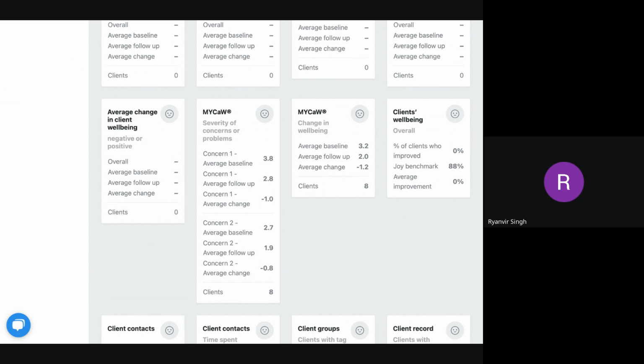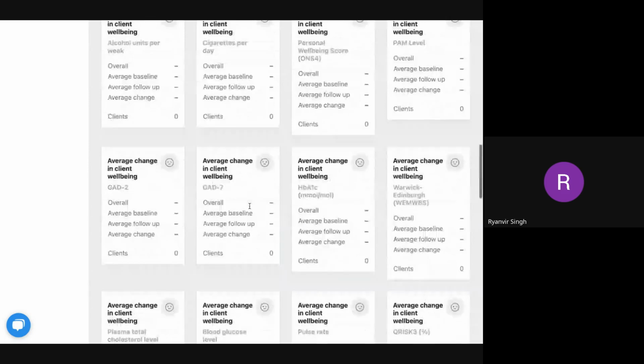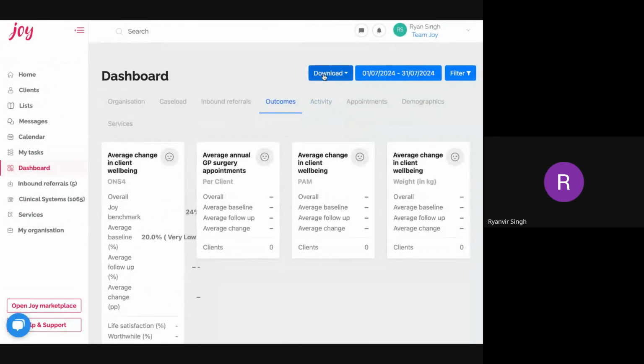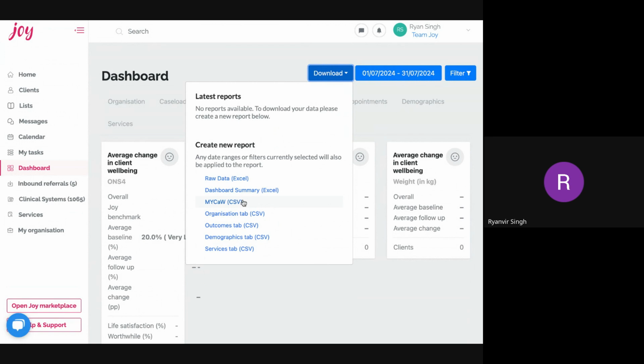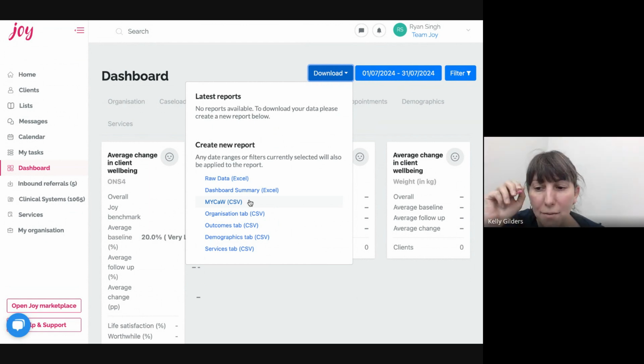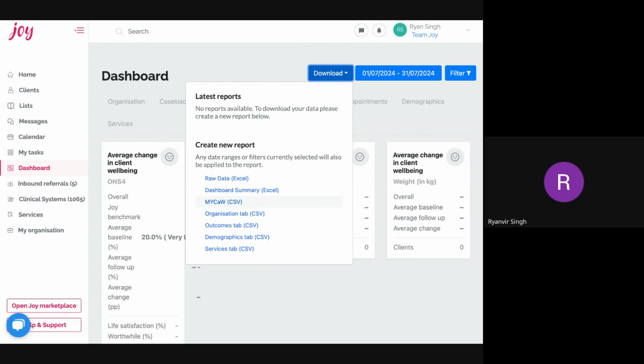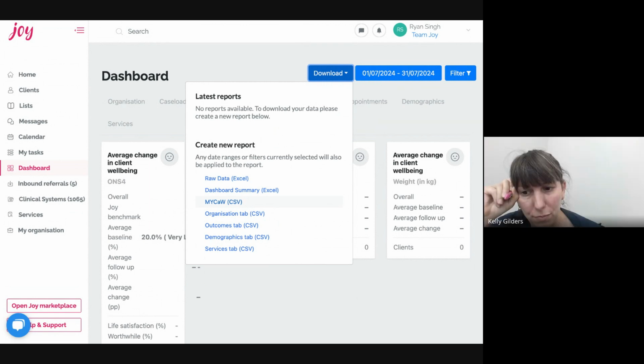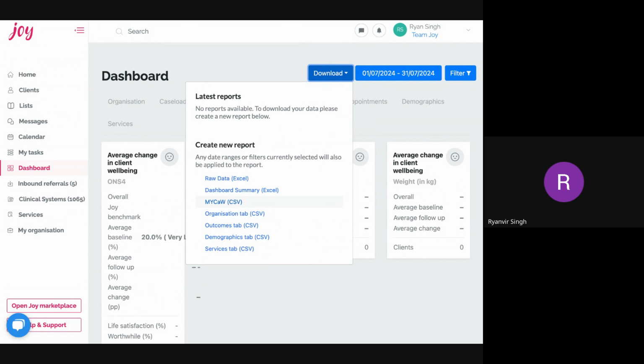So you can extract everything from your MyCore report. In the CSV, you'll be able to get everything. Everything that you've inputted into MyCore through Joy, you'll be able to download. Is that everything a social prescriber has inputted for their caseload, or is it broader? You would be able to get data for your PCN, but a social prescriber would only have access within their caseload.